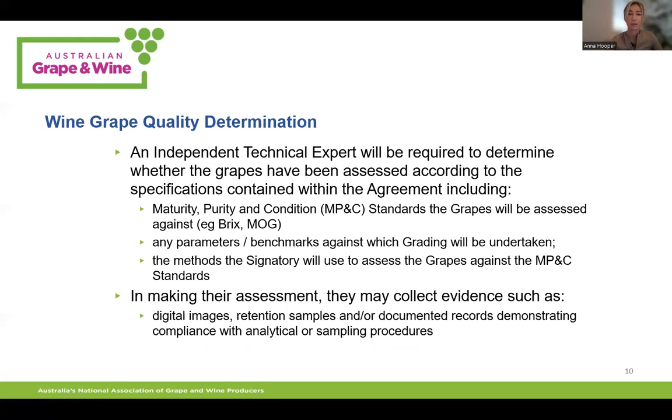So in making their assessment, they may collect evidence such as digital images of the sample or the grape bins, for instance, retention samples, potentially like frozen juice samples, and also documented records demonstrating compliance with analytical procedures or sampling procedures.